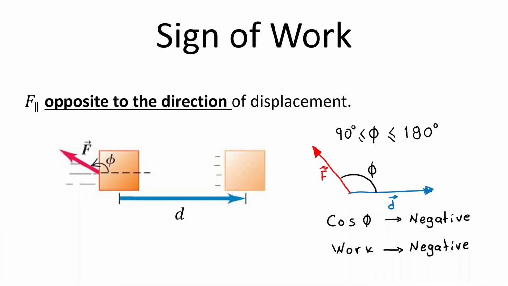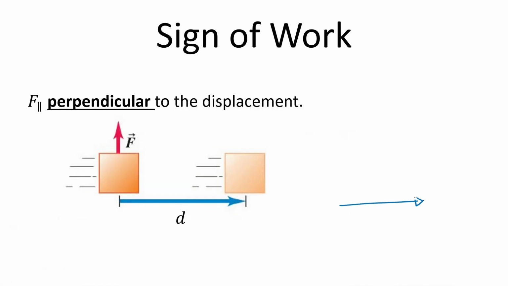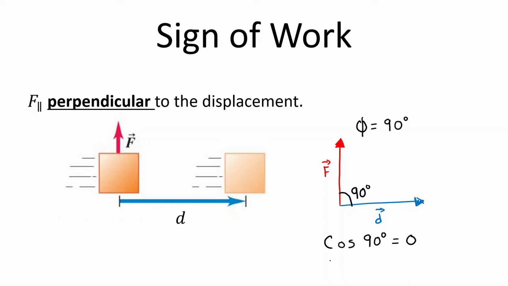negative number too. The last case is when the angle phi is exactly 90 degrees. In that case, the cosine of 90 degrees is exactly 0, and then the resulting work will be 0 as well.